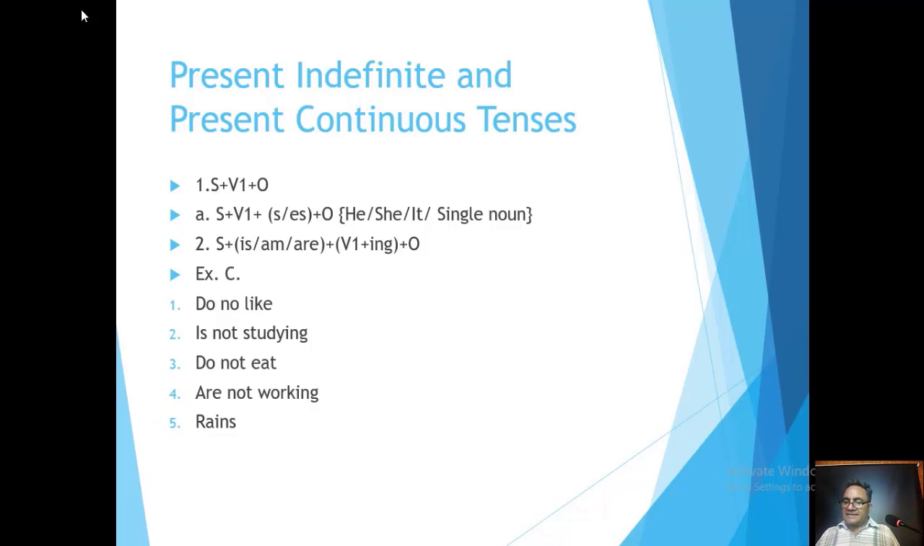Fifth sentence is, "It rain a lot here." And the correct answer is, it rains a lot here. Last sentence is, "I go on holiday tomorrow." And the correct answer is, I am going on holiday tomorrow.